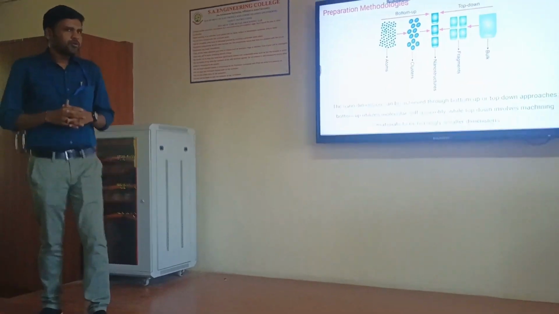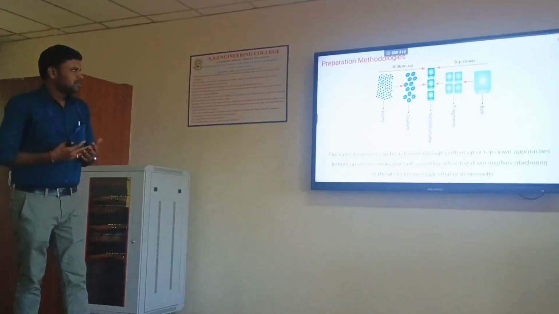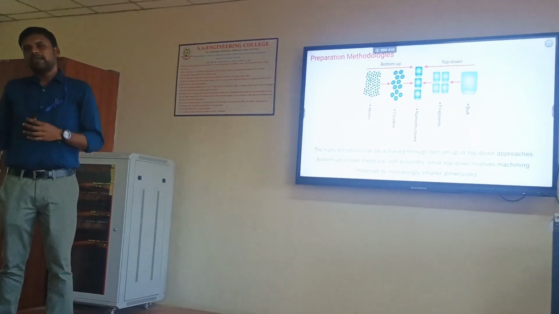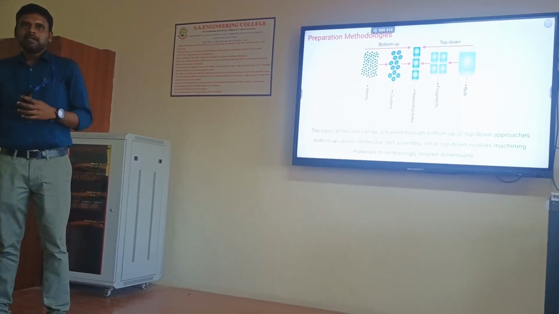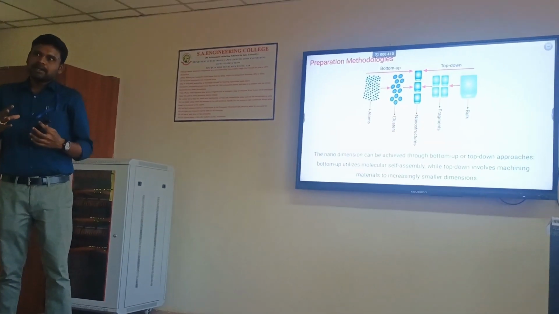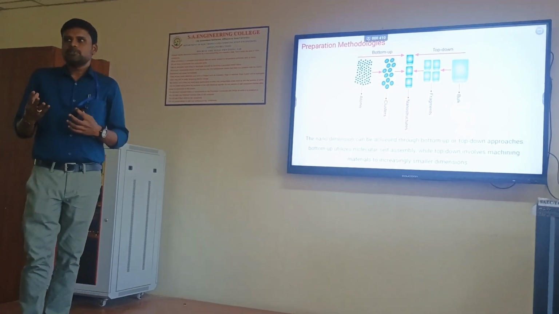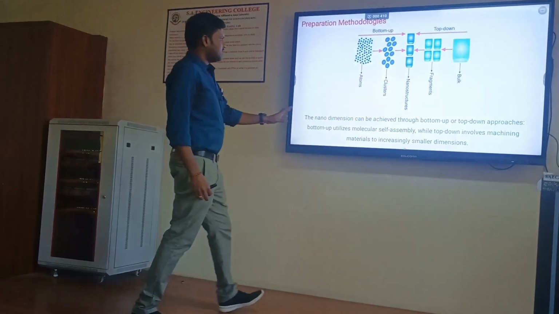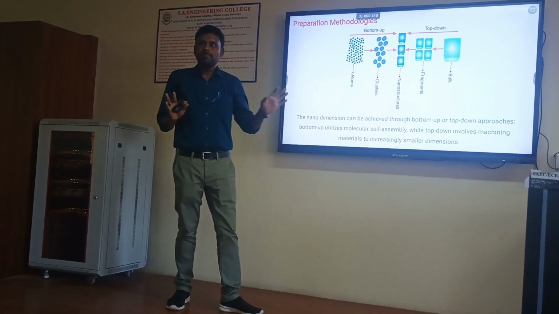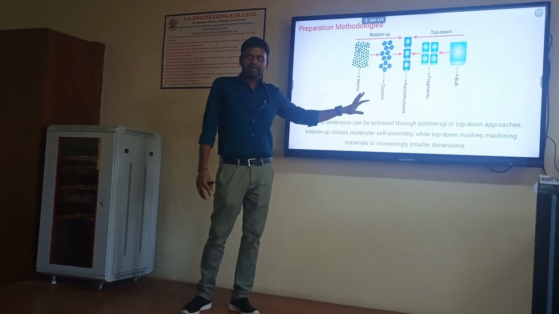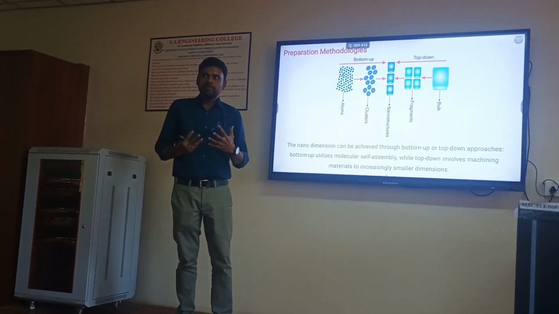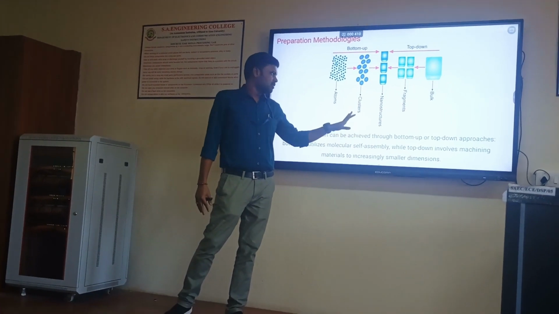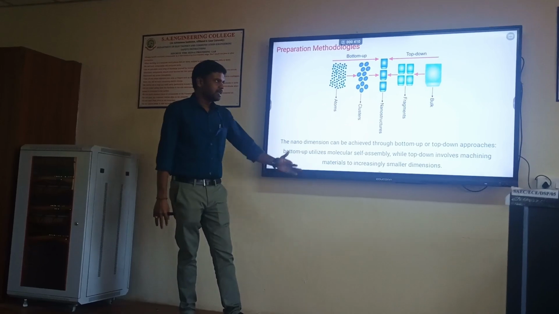The bottom-up approach is something like this: we start from atoms. We start from a smaller thing and make them cluster with certain chemical reactions, and then we make it into nanostructures, which I have put over here. So we start from atoms, do some chemical reactions, make clusters, and then process further to make nanostructures. This process we will see in the next slides.